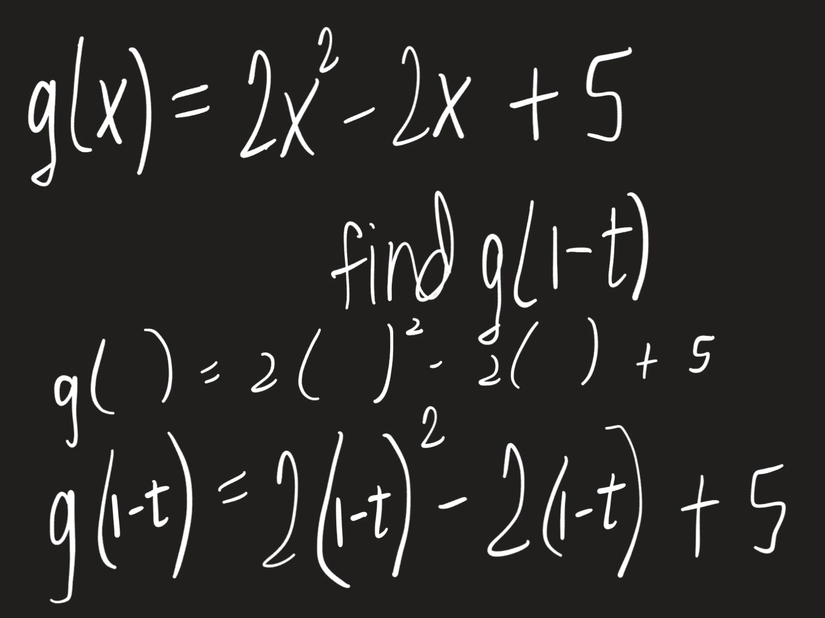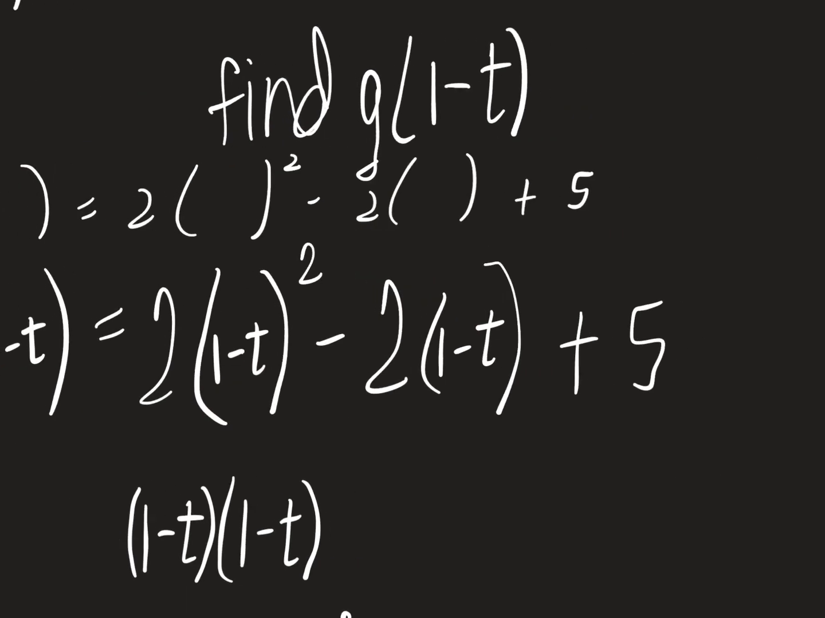We have been working with the squaring first, right? You want to deal with the exponent first. So 1 minus t squared. Well, a lot of people just want to say, well, 1 squared is 1 and t squared is t squared. But that's not quite the case. When you square something, you multiply it by itself. So that would be 1 minus t times 1 minus t.